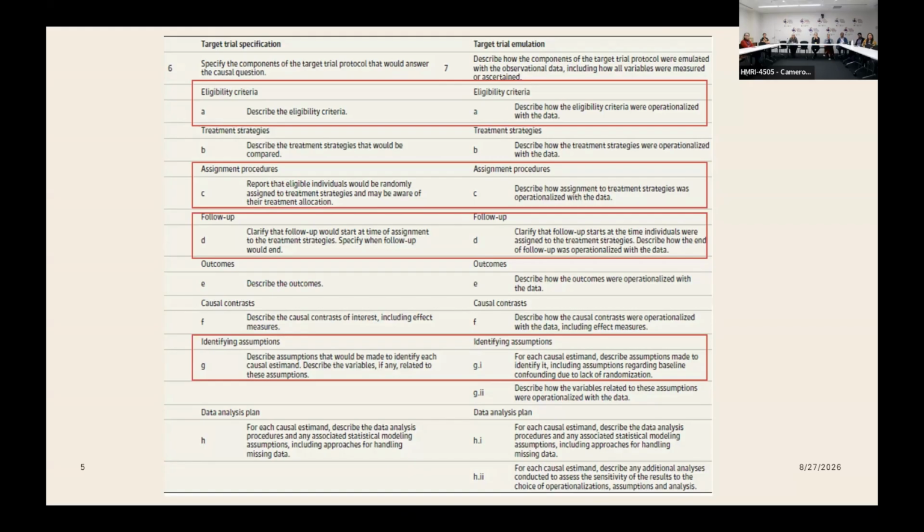Assignment procedures, that's what you were saying, Joy, about randomization. Difficult to do, but we'll talk through that a little bit. Follow-up is also really important: how are we following them up in an RCT? And again, I can give the example of my pregnancy study.